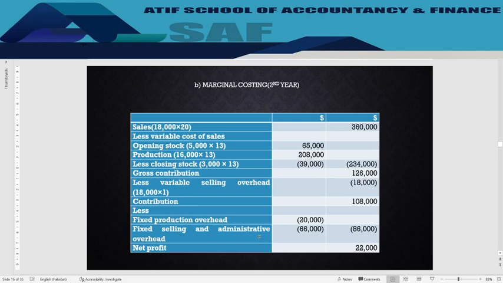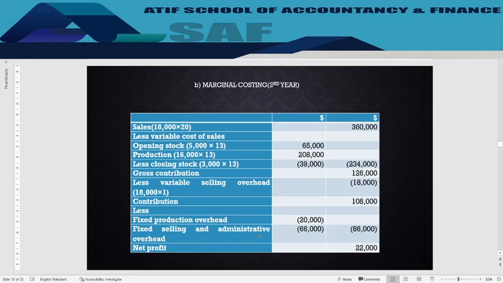less the variable selling overhead, as we have sold 18,000 units and the selling cost is $1 per unit. So the total variable selling overhead is 18,000. Subtracting it from gross contribution, we will get the contribution of 1,08,000. And then in the marginal costing, we have to deduct all the fixed costs, whether it is production cost or selling and admin cost, to get the profit of 22,000.